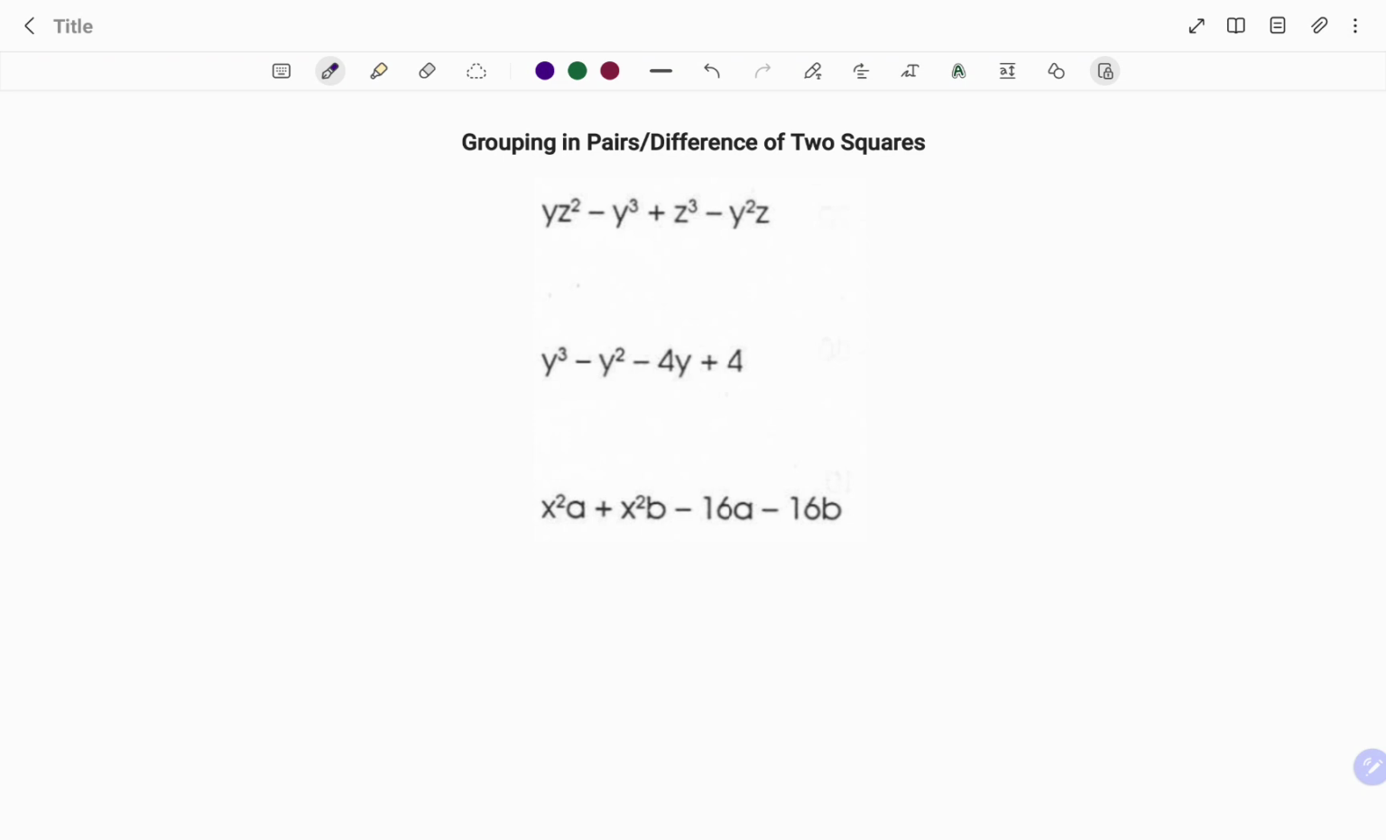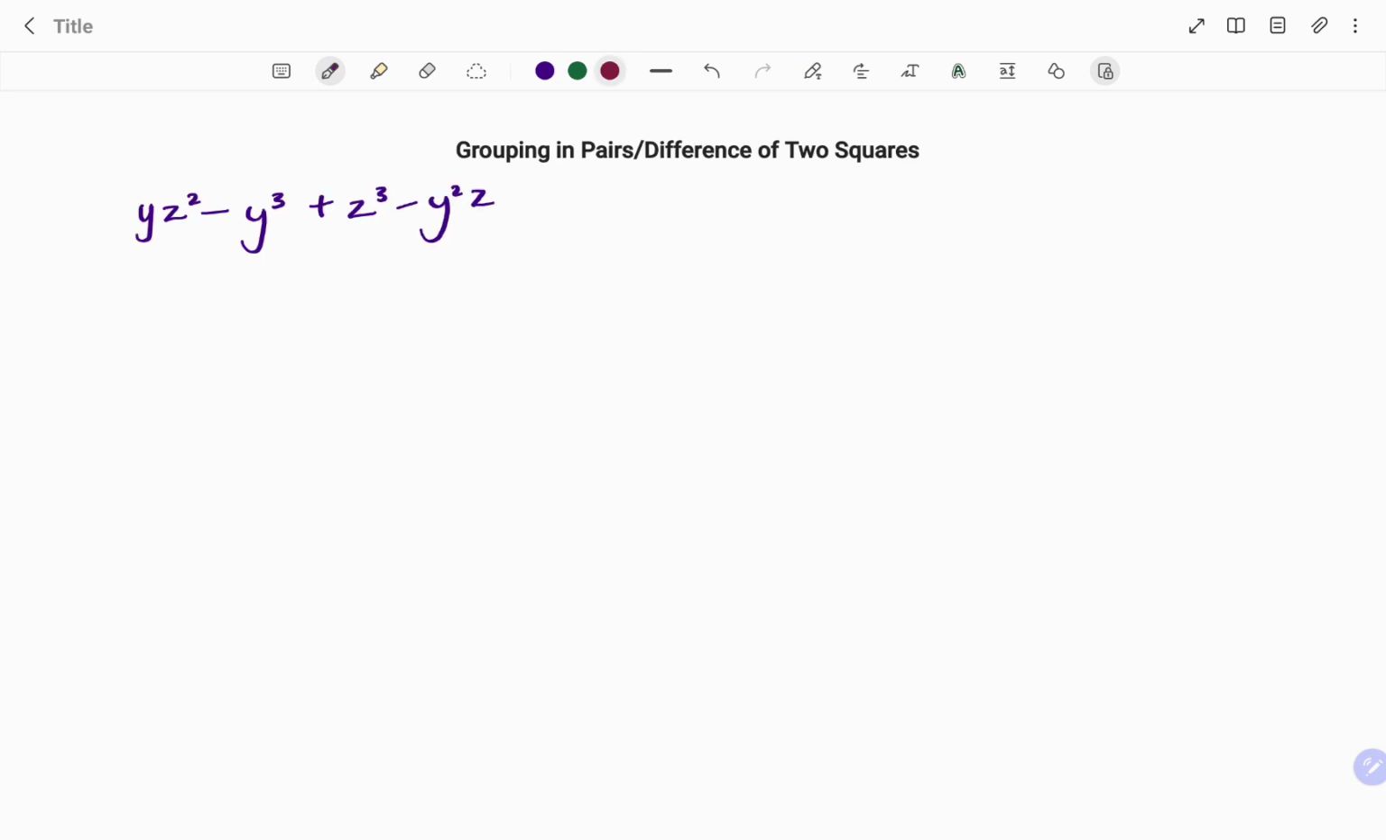We group in pairs when you have a polynomial with 4 terms and without any common factors. So if you look at the example given, you have yz squared minus y cubed plus z cubed minus y squared z. There's no common factor to all the terms. So therefore, grouping in pairs, I'm going to group the first 2 terms on the left and the last 2 terms on the right.